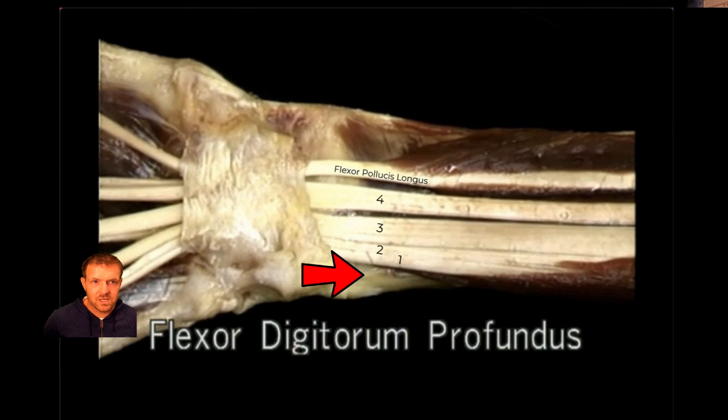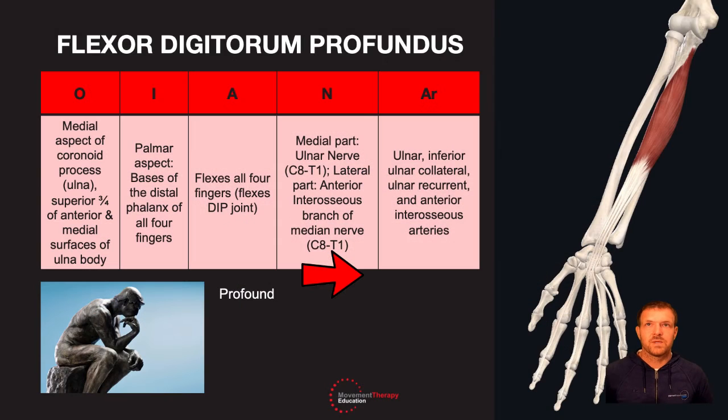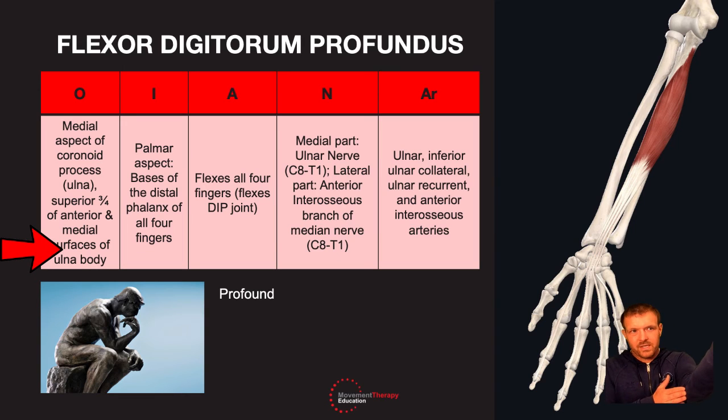Right, let's just go back to those. So that was that one. The origin for that is the medial aspect of the coronoid. You might remember that from the elbow, and then the medial surface of the ulnar body. So it's all on that ulnar surface where this flexor digitorum profundus attaches.